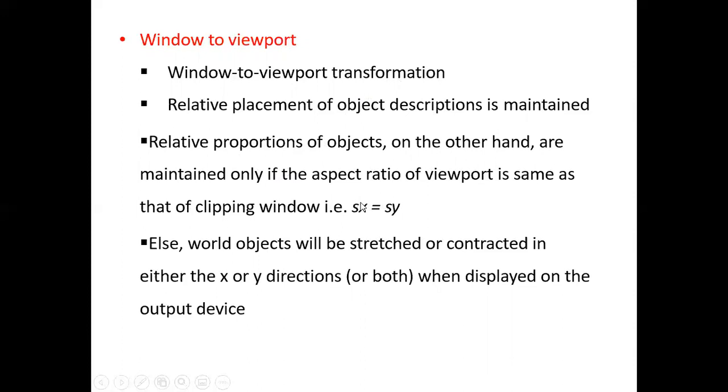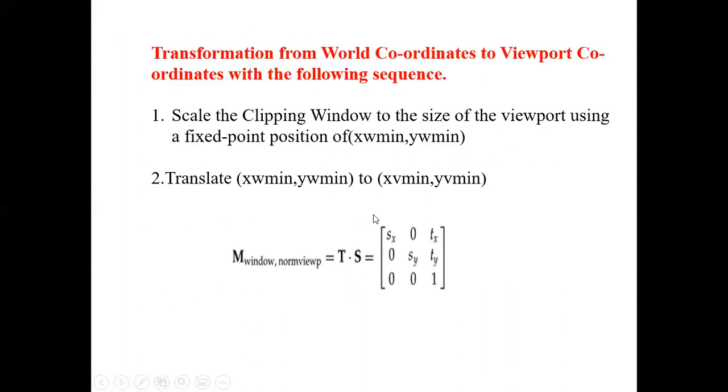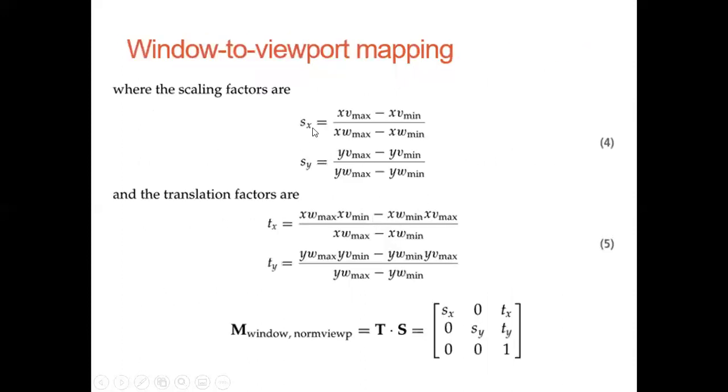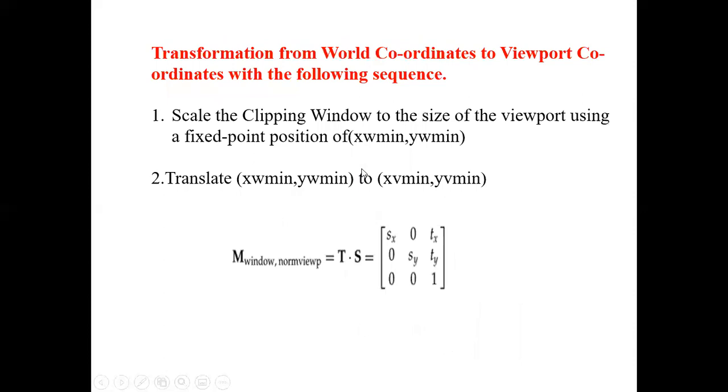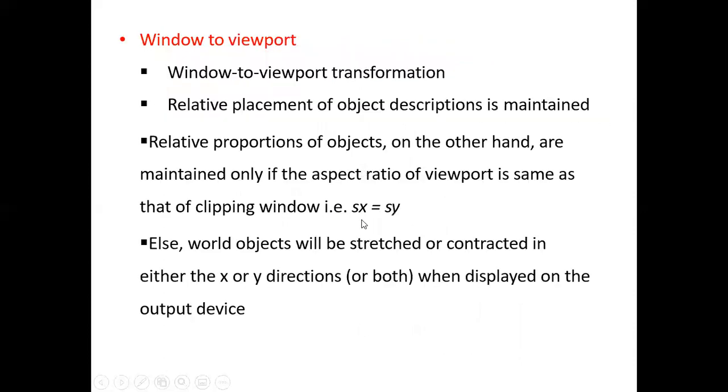That means we are considering the scaling factors along the x-axis and along the y-axis, both are equal. Sx is equal to sy. That is what we are doing here. Whatever value we get for sx, the same thing, just replace x by y. Just replacing x by y, we are calculating our sy, right? So maintaining sx as sy, right? So we'll be able to maintain the aspect ratio of the viewport, right?